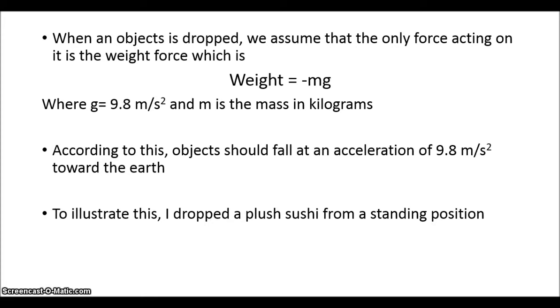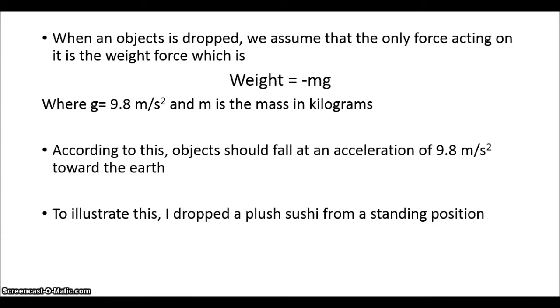And the weight force is defined as negative m times g, where m is the mass in kilograms, and g is 9.8 meters per second squared, also known as the acceleration due to gravity. So, according to this formula, objects should fall at an acceleration of 9.8 meters per second squared towards the Earth.